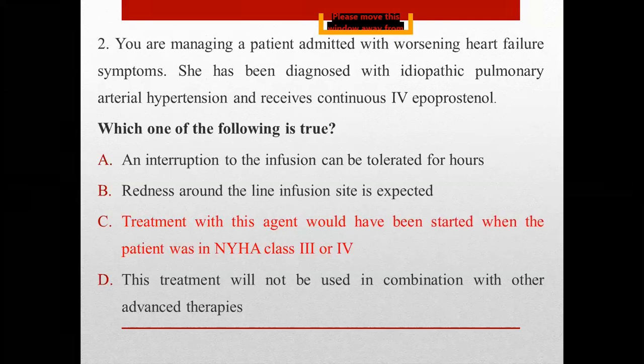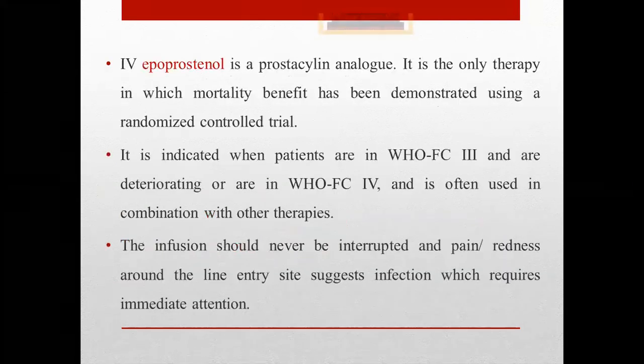So the correct answer here is C. Treatment with this agent would have been started when the patient was in NYHA class 3 or 4. So let us revise some data about the use of intravenous epoprostenol in patients with idiopathic pulmonary hypertension. Intravenous epoprostenol is a prostacyclin analog, and it is the only therapy till now that has a proven mortality benefit by randomized controlled trials. Okay, epoprostenol is indicated in patients who are in NYHA class 3 or are deteriorating in NYHA class 4, and it can be used in combination with other drugs.